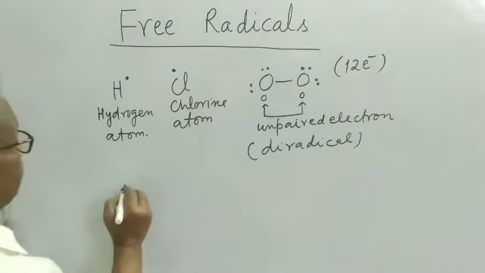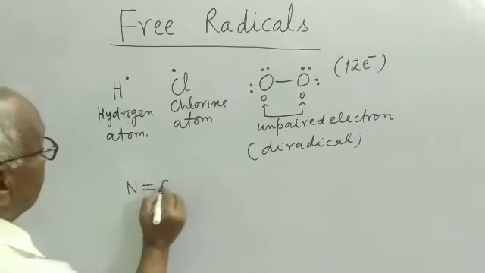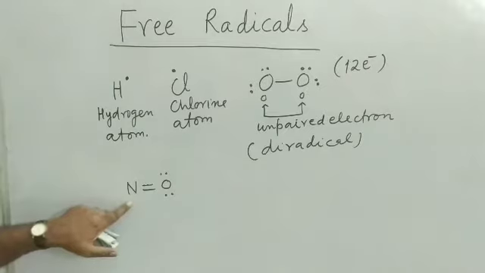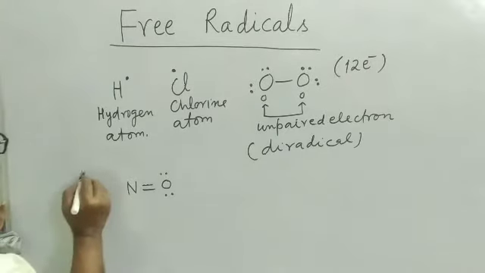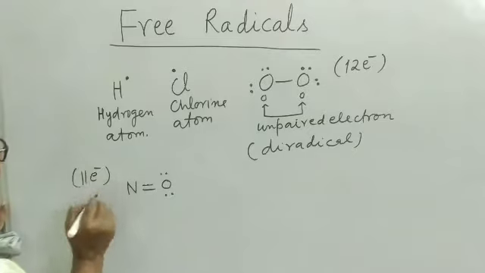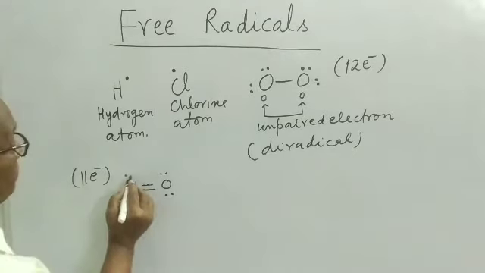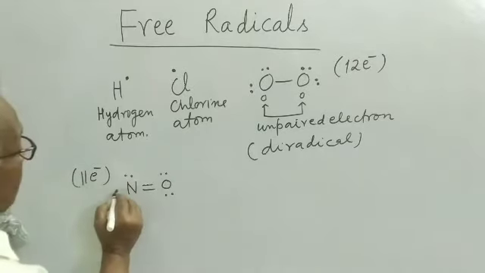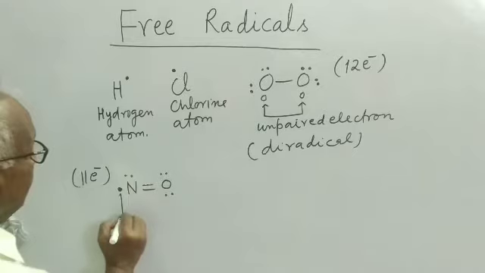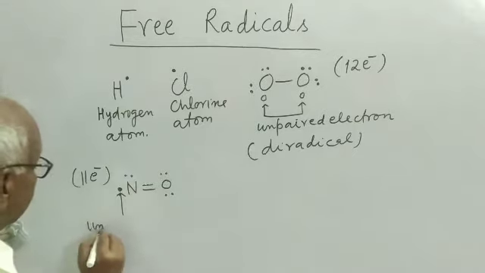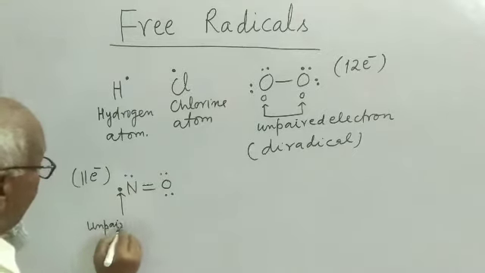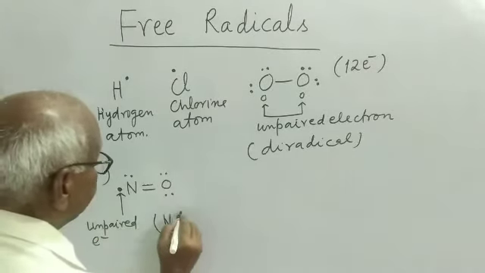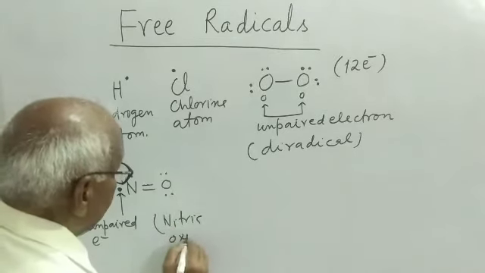Similarly, in case of nitric oxide, oxygen carries 6 electrons in its valence shell. Nitrogen carries 5 electrons in its valence shell. So total number of electrons is 11. Now see the distribution. 4 electrons and 4, 8, and this is 10. 1 electron here, which is unpaired. This is unpaired electron. This is nitric oxide.